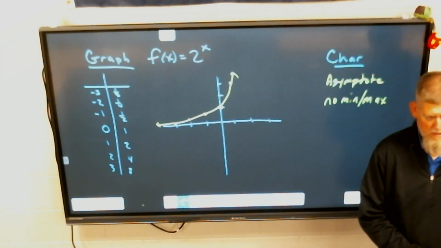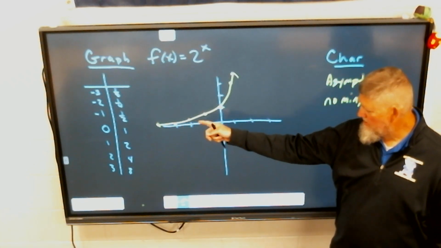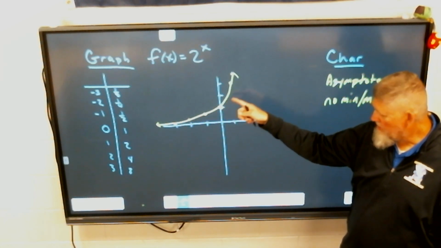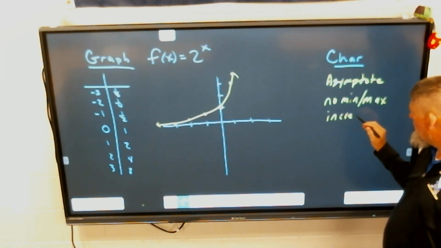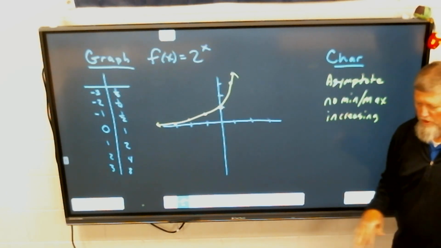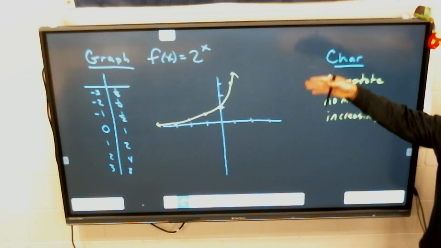Which means then, this is an important concept, this function is always, as I read from left to right, increasing. This is what we call an increasing function. It never turns around. It never decreases. It never plateaus. It constantly gets bigger the farther right you go. Decay would be the exact opposite. Decay would be coming down.